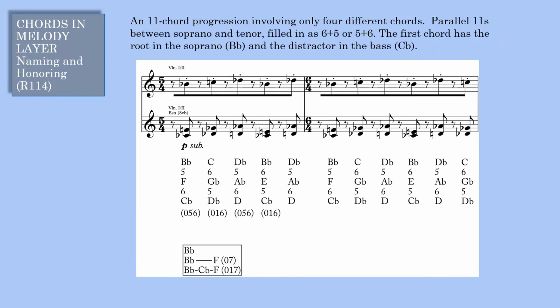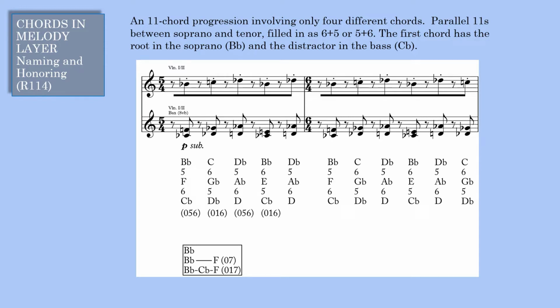This 11-chord progression involves only 4 different chords. In this dissonant planing, the lower voice follows the melody in parallel 11s. The middle voice jumps around to produce 6 plus 5 or 5 plus 6 on every beat.